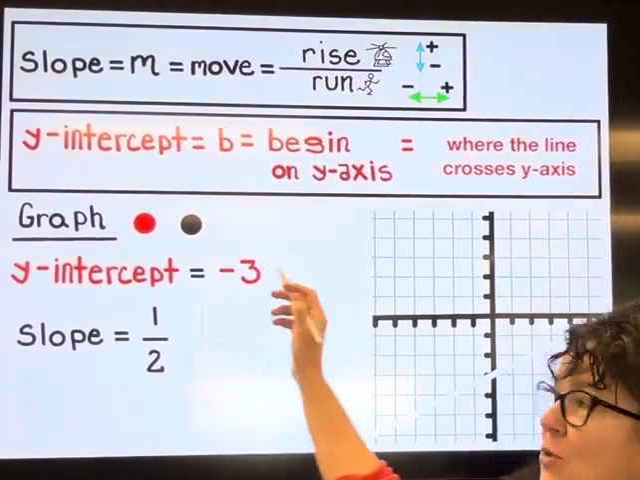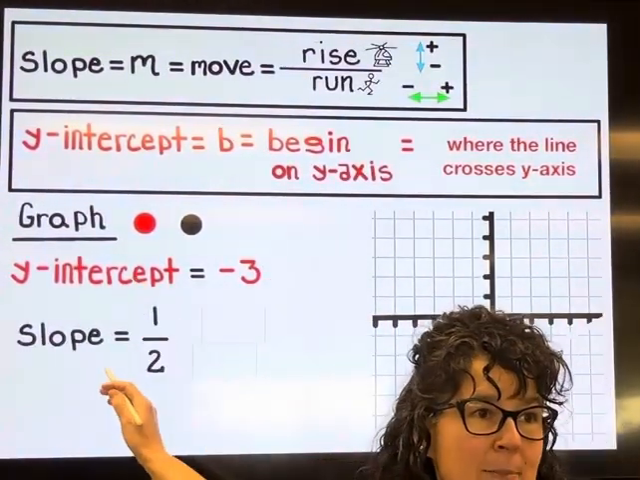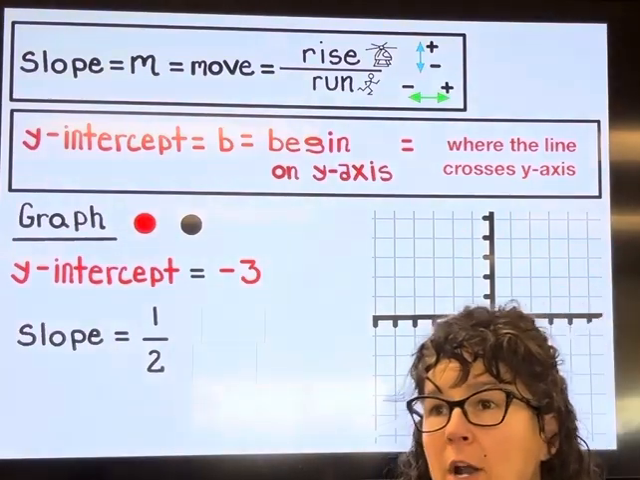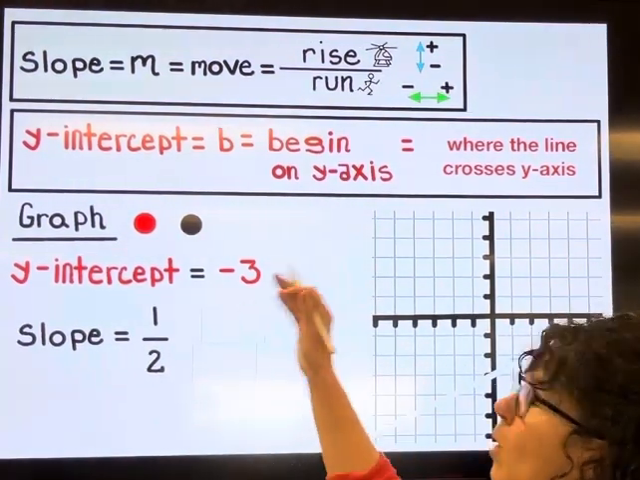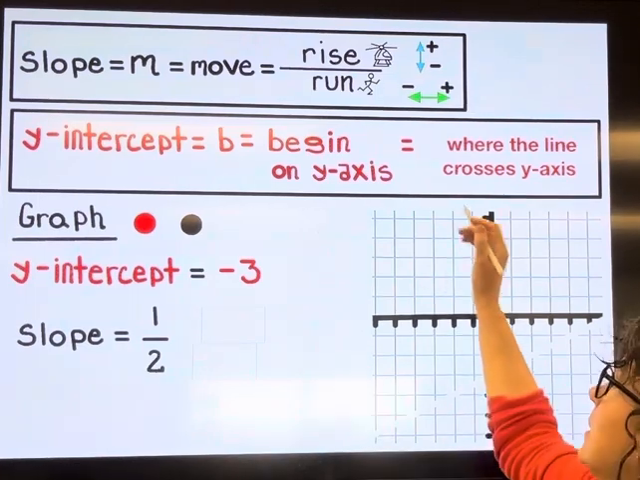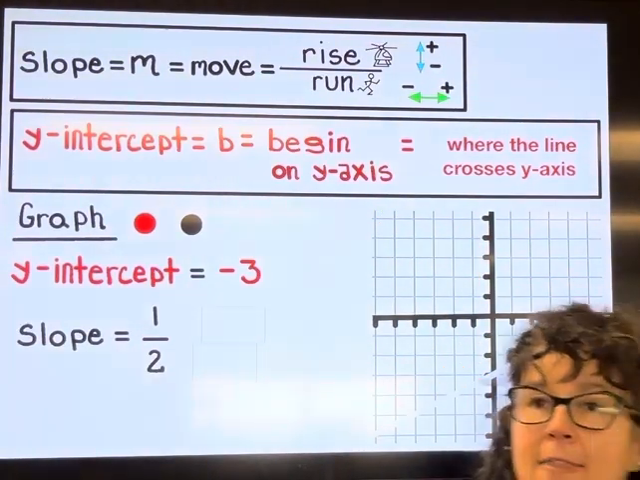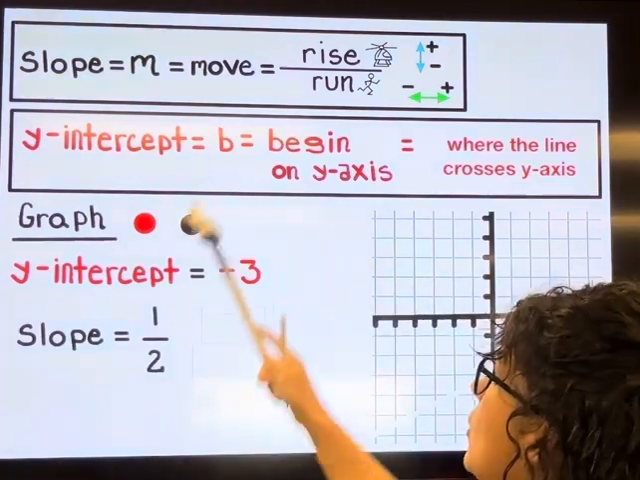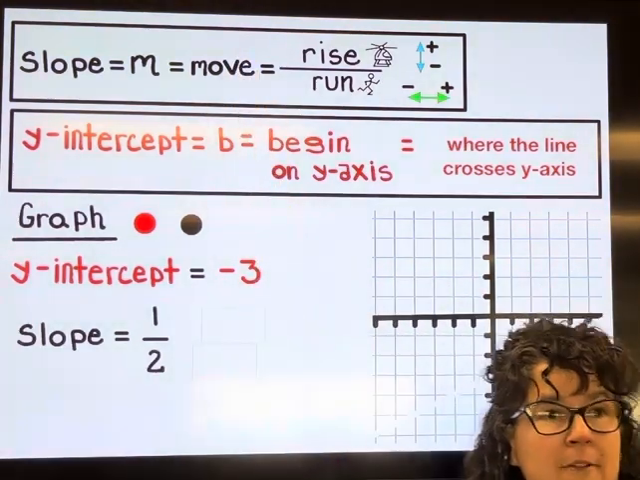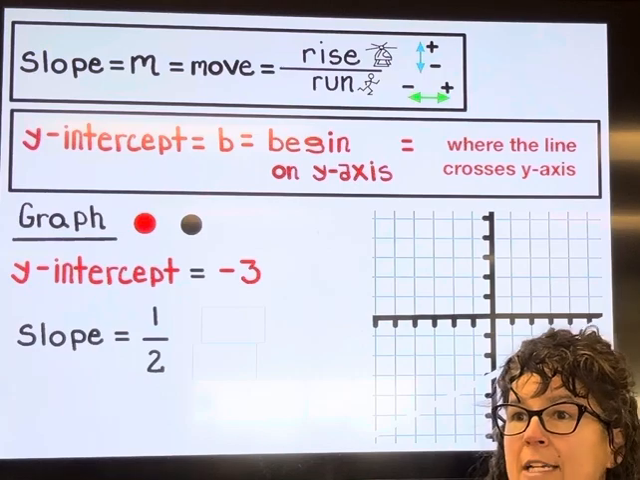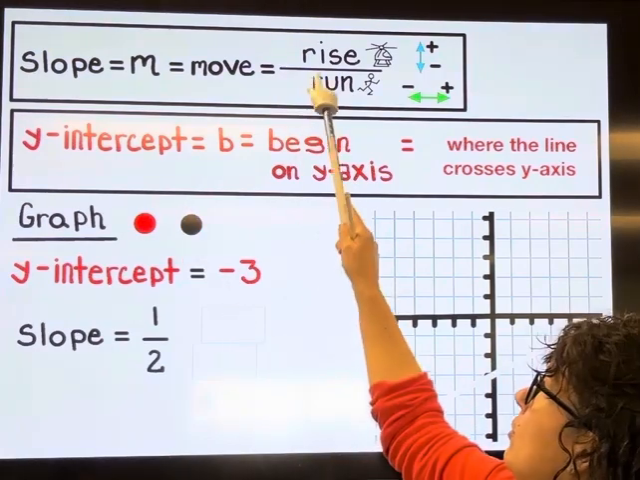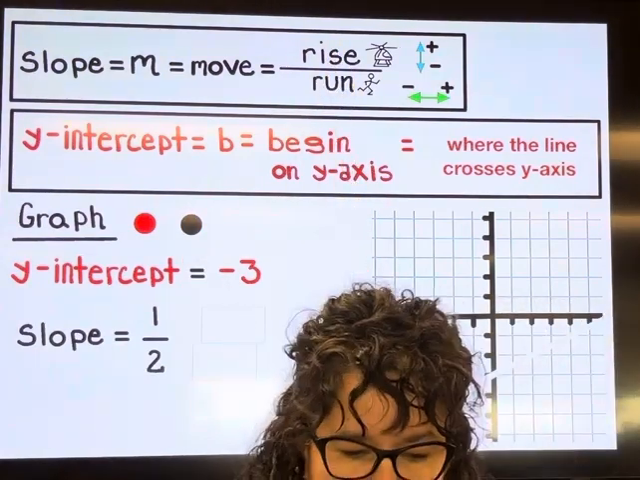We would like to graph a line given the y-intercept and the slope. And so what you want to know is that a y-intercept is where you begin on the y-axis, and then slope is how you move. Now, specifically how you move is rise over run.